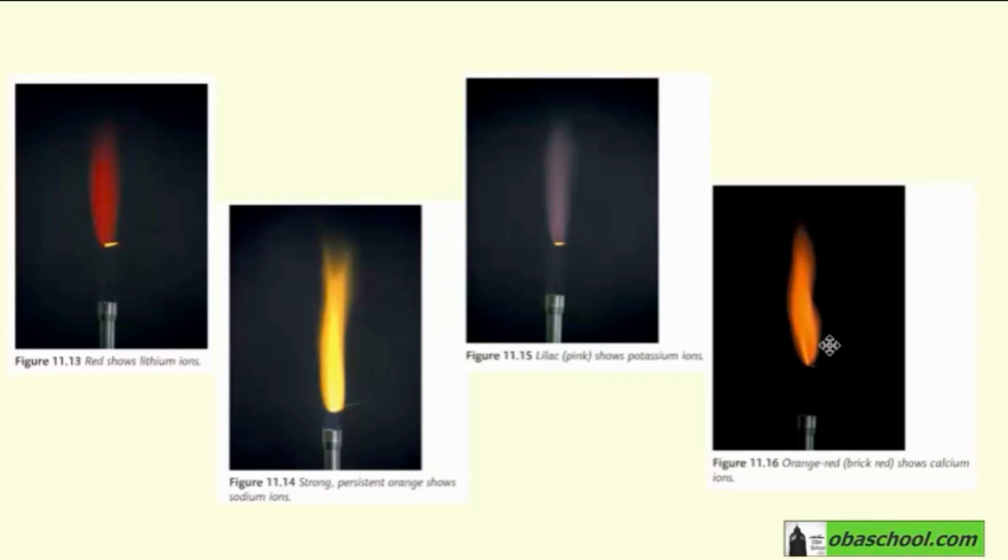So as we said, we get a wire, we clean it well, put it in hydrochloric acid, then on the hot benzene burner. Afterwards, we put it in the acid and the solid we want and place it on the benzene burner. So from the color produced, we know which ion the solid contains.